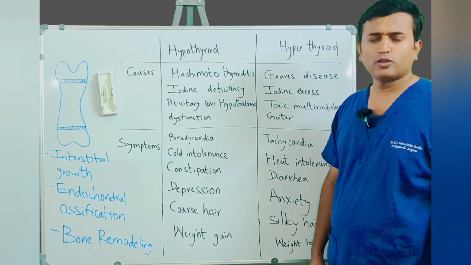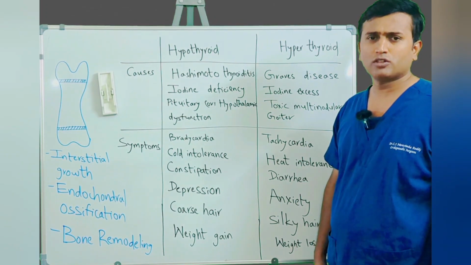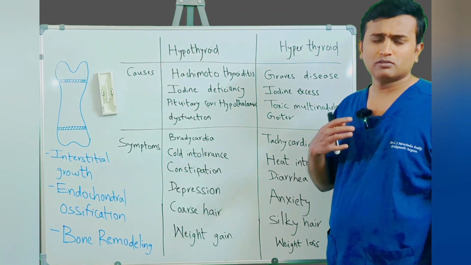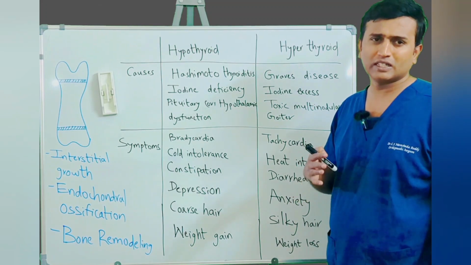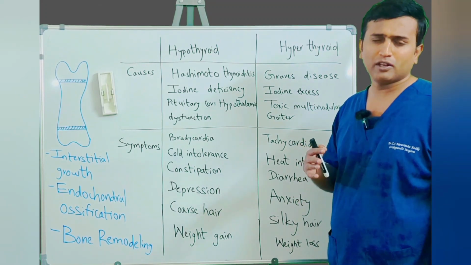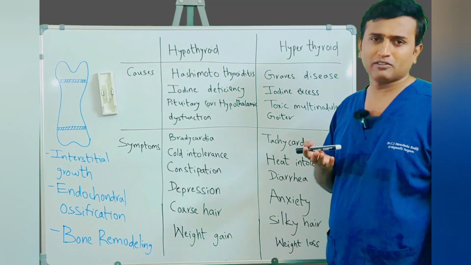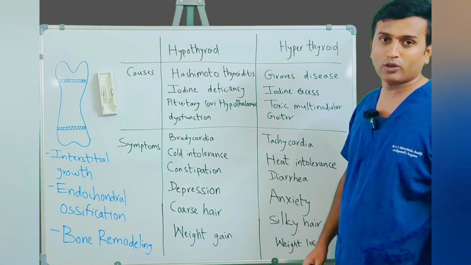So friends, now we are going to see how these thyroid hormones act on our human body. So first thing, we have two conditions. Whenever T3 and T4 levels are low in our body, we call that condition hypothyroid. And whenever we have T3 and T4 levels at a higher proportion, then we call that condition hyperthyroid.